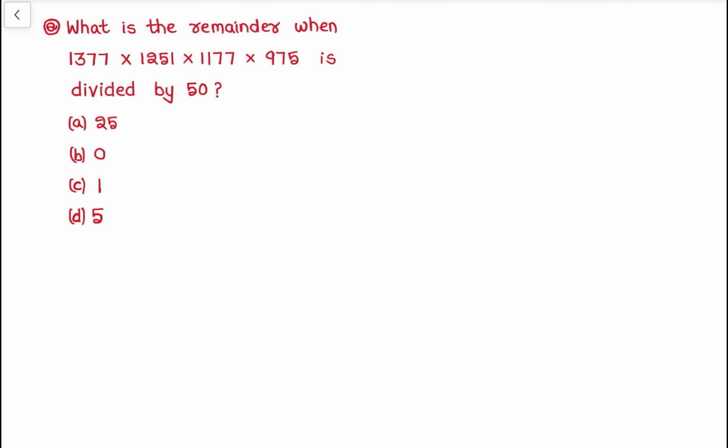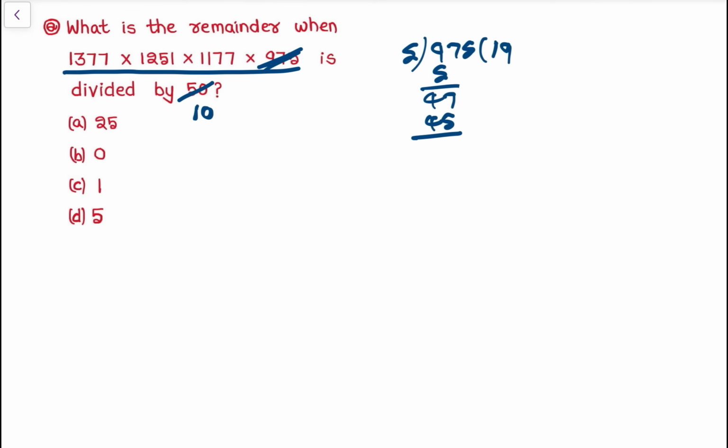See, remainder when this is divided by 50. देखो कर लो, इधर ही कर लो. See, 50 से 5 से कटेगा 50. So 5 10s are 50 and 975 upon 5. See 5 1s are 5, 5 9s are 45, 5 5s are 25, so remainder 0.